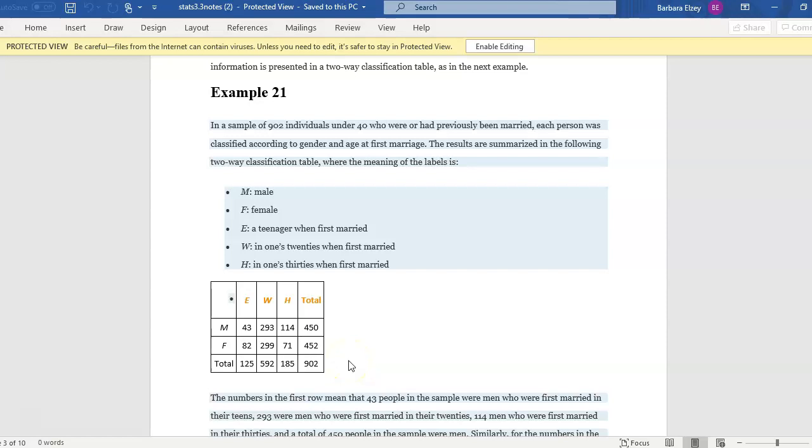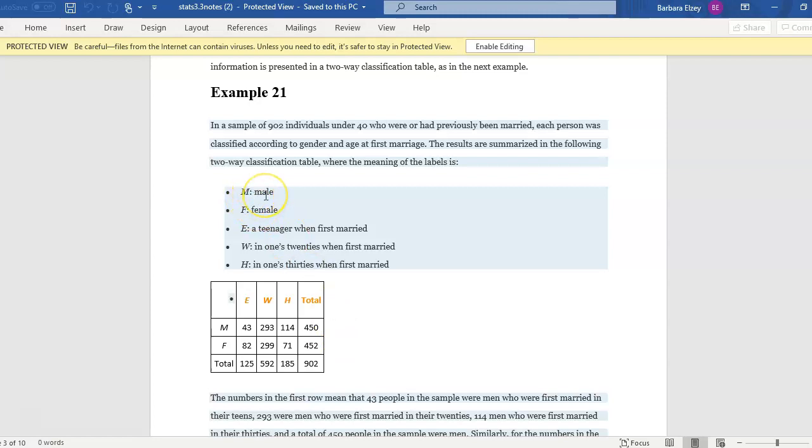We're going to look at example 21. In a sample of 902 individuals under 40 who were or had previously been married, each person was classified according to gender and their age at first marriage. The results are summarized in this two-way classification table.